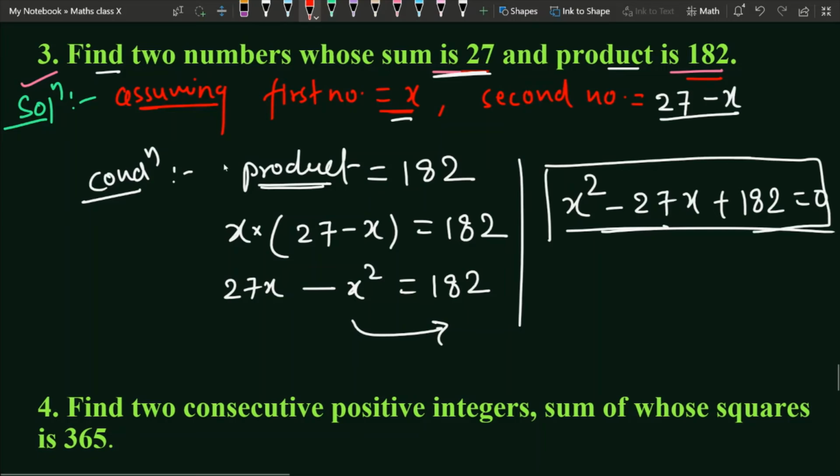Now, my dear children, I will solve this much only, because I have told you already 5 different questions. You can solve it on your own. Okay, if you face a problem, you can comment. I will solve it and tell you.